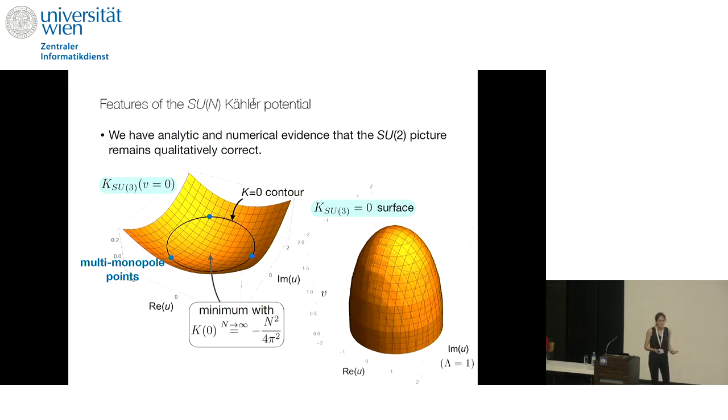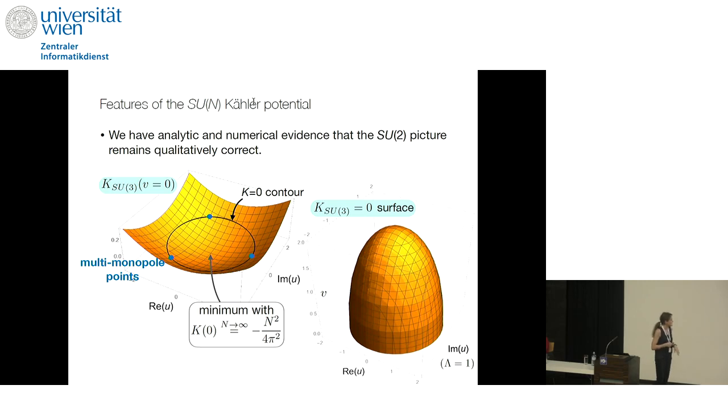So using this result from the previous slide, as well as a variety of other analytic and numerical analyses, we studied the structure of the SU(N) Kähler potential. And of course, the generalization of the picture I showed you for SU(2) is rather complicated for SU(N), but the main punchline is that we've collected evidence that the SU(2) picture remains qualitatively correct. So here I'm showing some of these features with a numerical plot for SU(3) in some slices of moduli space.